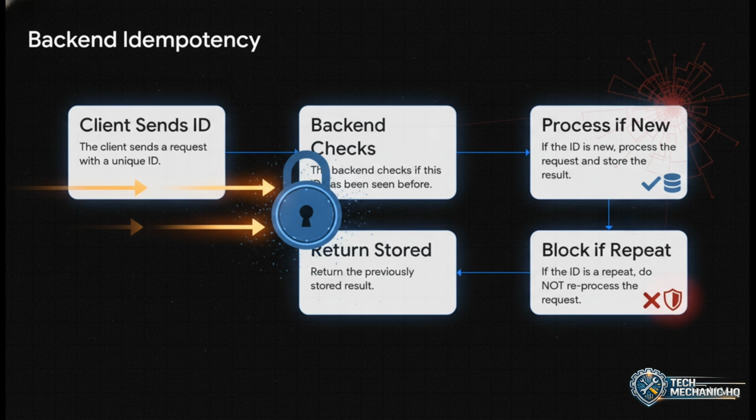Now, when the duplicate request shows up with the exact same ID, the backend does a quick lookup. It sees the ID, it recognizes it, and it immediately stops. It does not reprocess the payment. Instead, it just pulls up the saved response from the first successful request and sends that back. The client gets a success message, and our data stays perfectly clean.